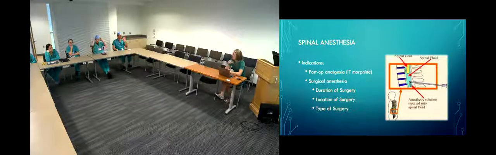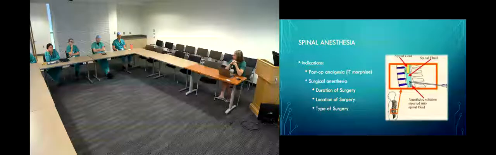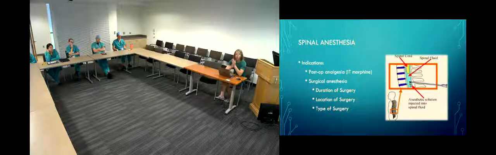IT morphine is a very good post-operative analgesic. We use it actually on OB in all our C-section patients to greatly minimize the amount of opioids that they need post-operatively. And it does the same thing in the general surgery population. So it's a really nice option to balance out some of that side effect profile and decrease the amount of parenteral opioids that are needed.